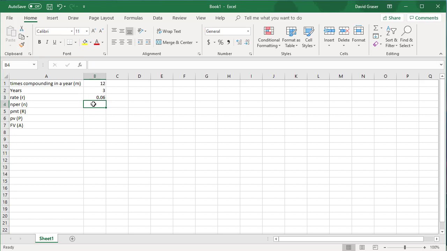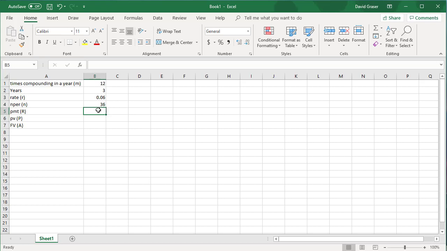Now I need to do the number of periods. Now I can clearly look at this and see the number of periods is 36, but I'm going to have it calculate. I'm going to type equals. I'm going to click on the number of times compounding in a year. That's B1. And then I'm going to type a star for times and then click on B2. And so it's going to take what's in B1 and B2 and multiply them. Press enter. It calculates the 36 for me.